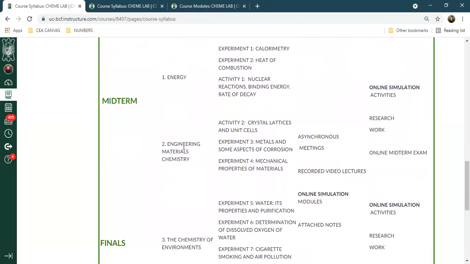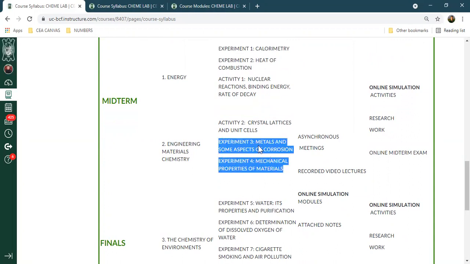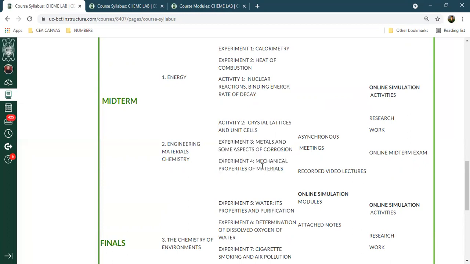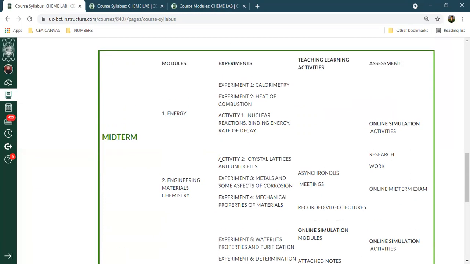Your second module is all about material science. It encompasses experiments 3 and 4. Experiment 3, metals and some aspects of corrosion. For the fourth experiment, mechanical properties of materials or strength of materials. And lastly, we have your second activity, crystal lattices and unit cells. You will be graded through your online simulation activities for the following three.